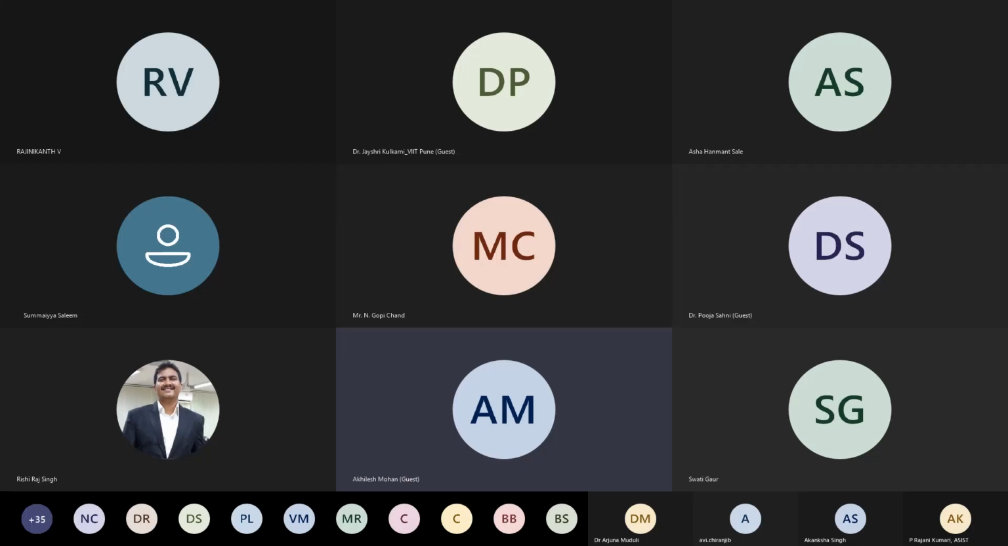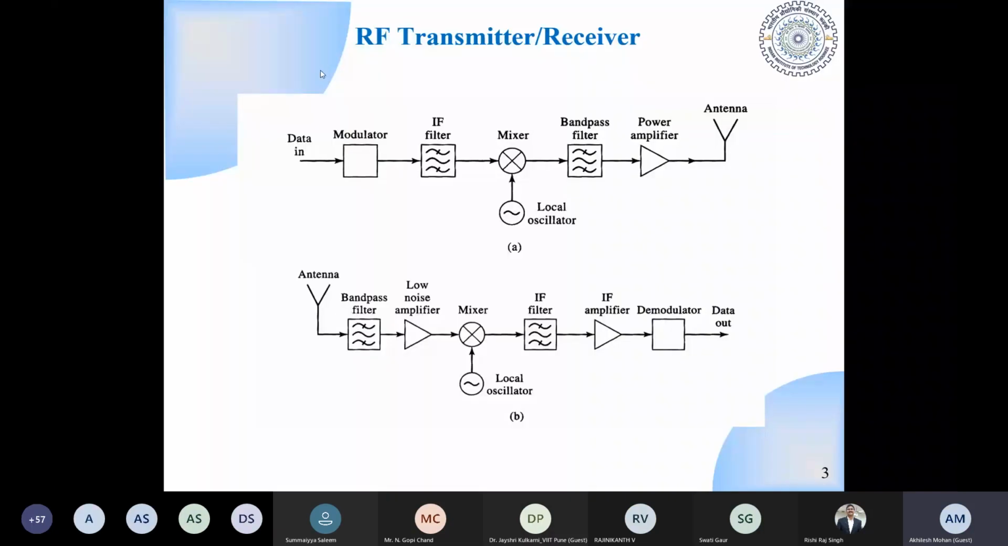It needs to be transmitted to a larger distance. For a smaller distance, it can be transmitted for a few meters or a few hundred meters, not more than that. But in order to transmit to a larger distance, we need to upconvert it to a higher carrier frequency such that it can be transmitted.